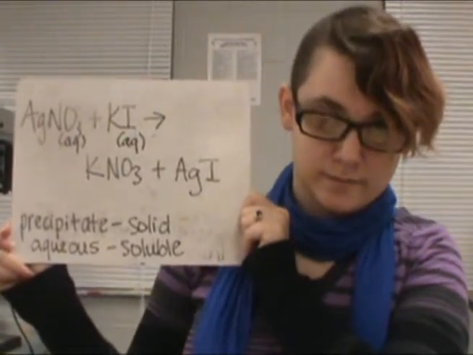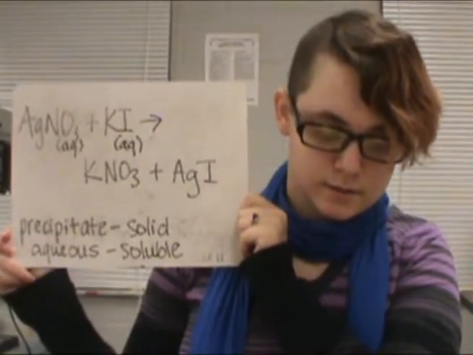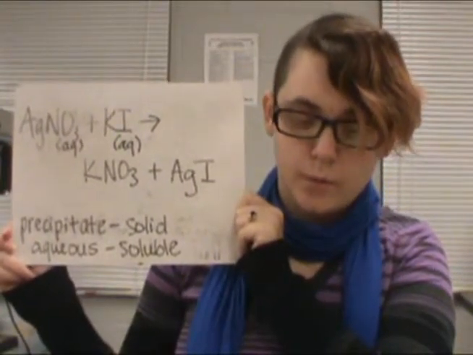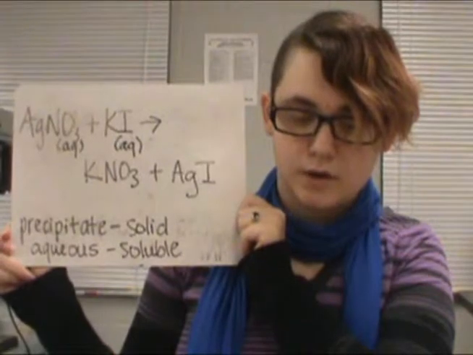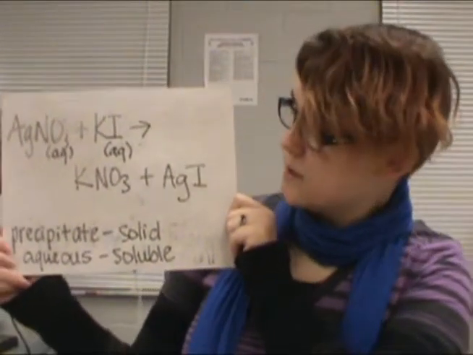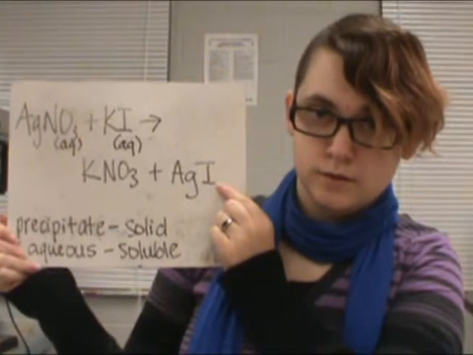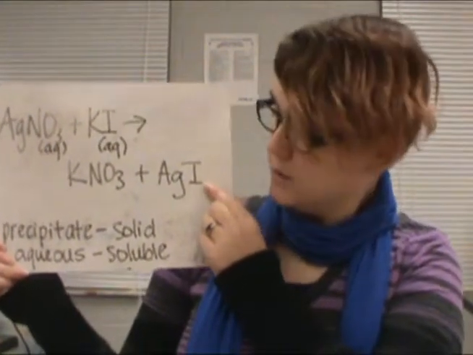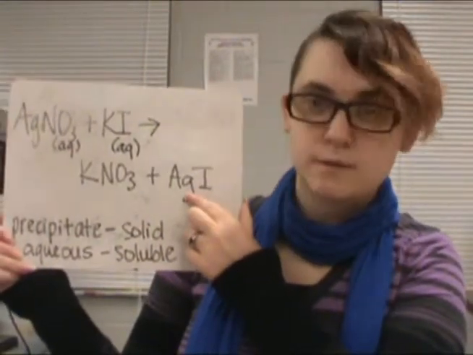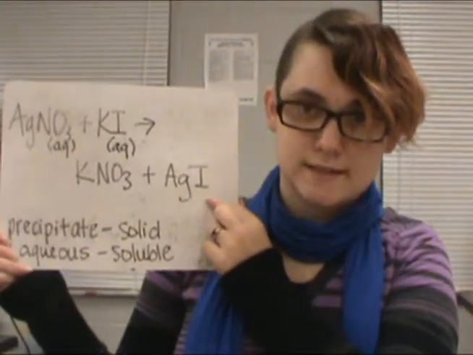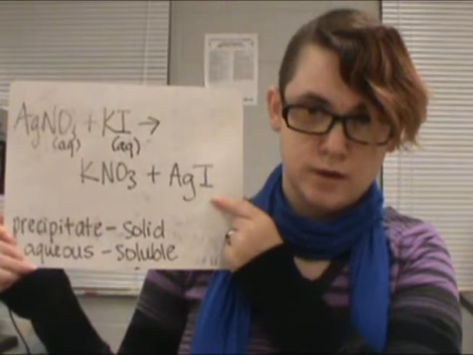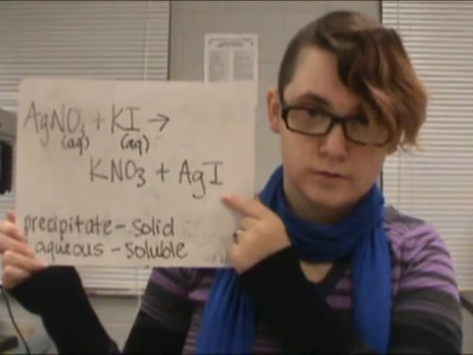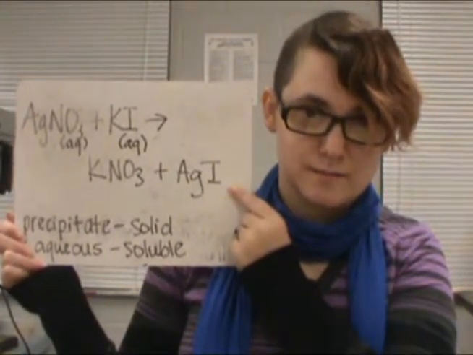What about silver iodide? One of the rules says, all chlorides, bromides, and iodides are soluble with the exception of silver, lead, and mercury halides. So, iodide is soluble, except silver, lead, and mercury. So this iodide is paired with silver. That means silver iodide is not soluble. If one of the products is insoluble, meaning it can't dissolve in water, that product is the precipitate.